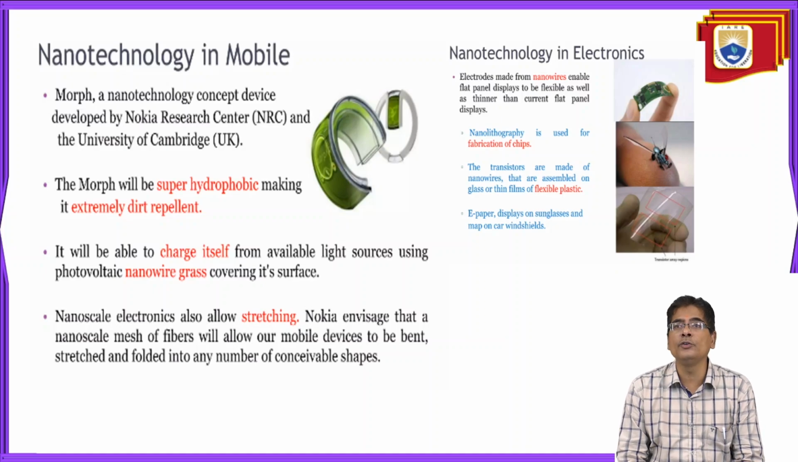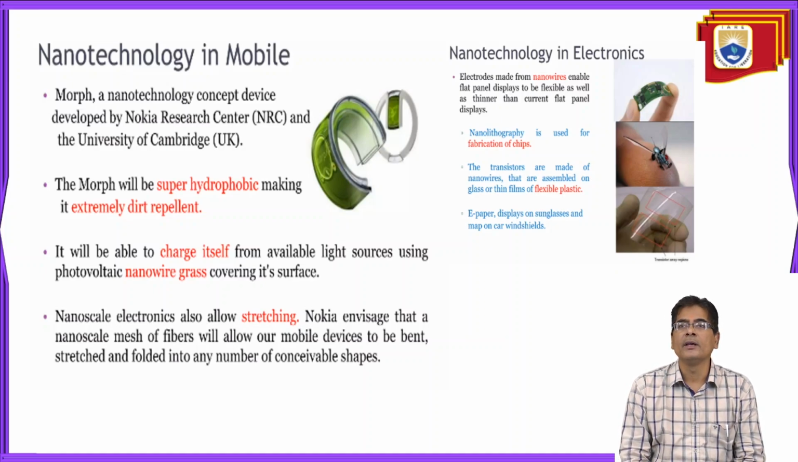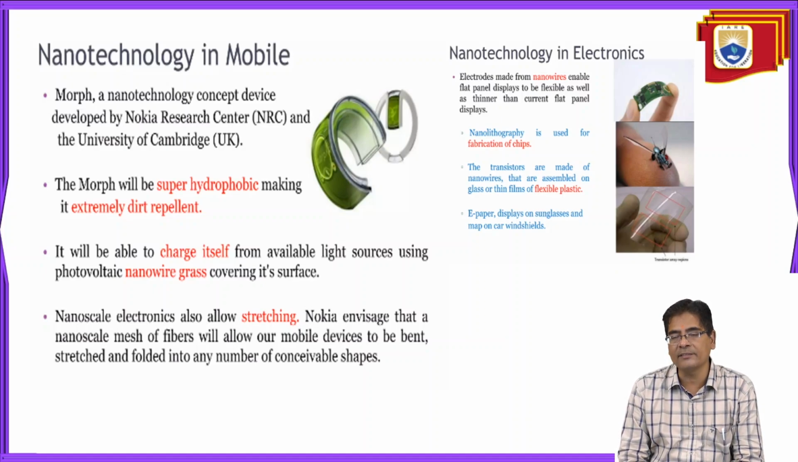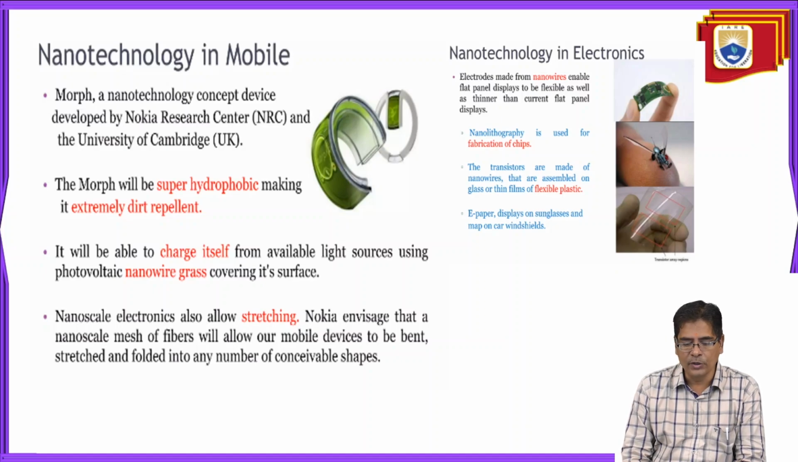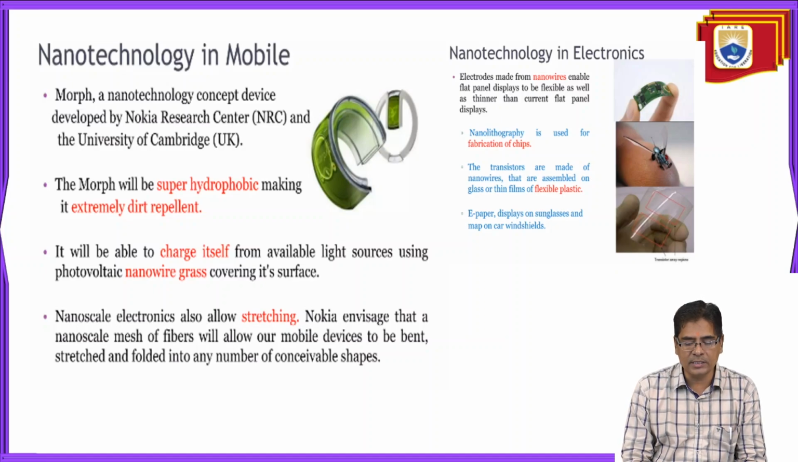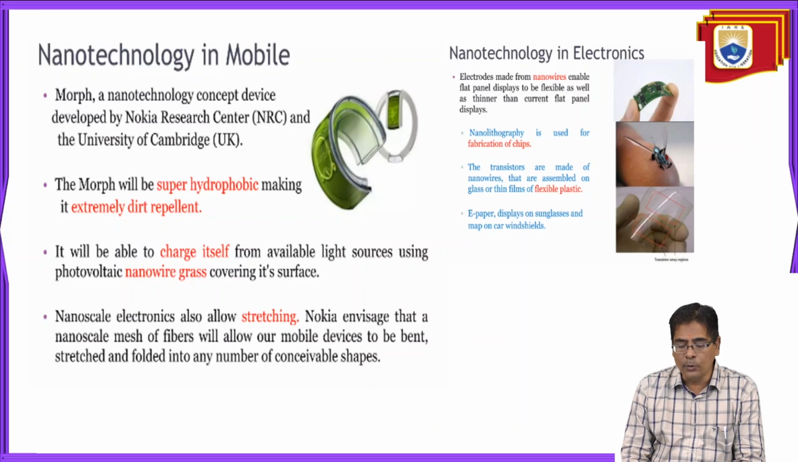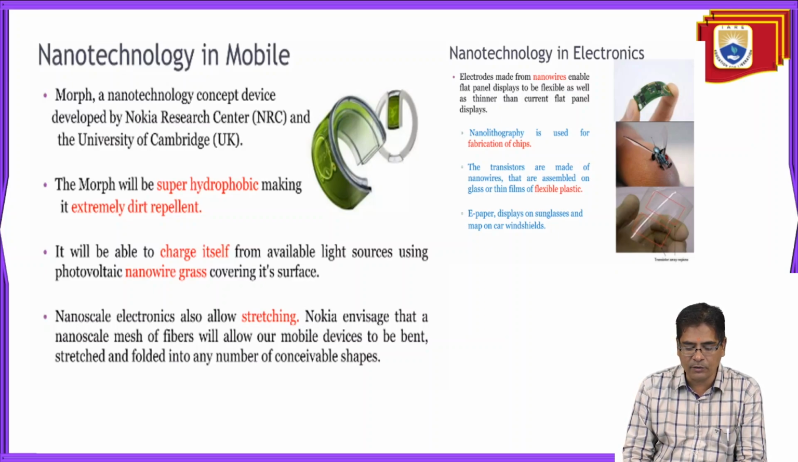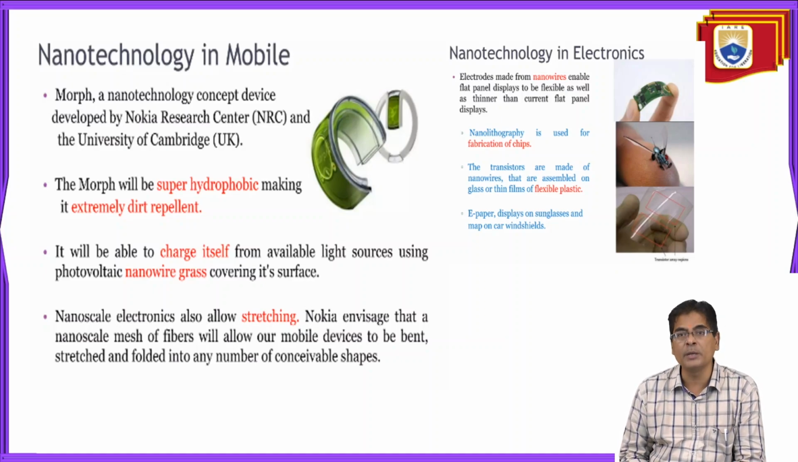Nanolithography is used in the fabrication of chips. The transistors are made of nanowires that are assembled on glass, thin film, or flexible plastics, enabling e-paper displays on sunglasses and car windshields. The Morph will be super hydrophobic, making it extremely dirt repellent. It will be able to charge itself from available light sources using photovoltaic nanowires covering its surface. Nanoscale electronics also allows stretching. Nokia envisages that a nanoscale mesh of fibers will allow mobile devices to be bent, stretched, and folded into any number of conceivable shapes.